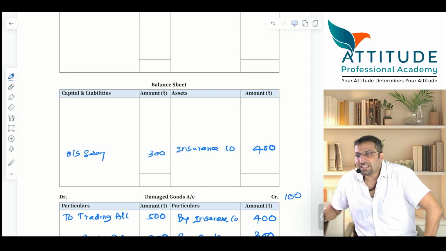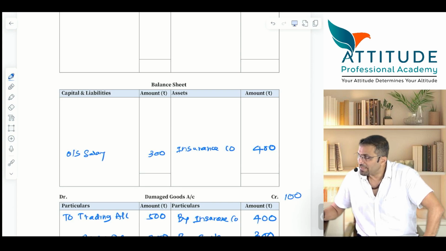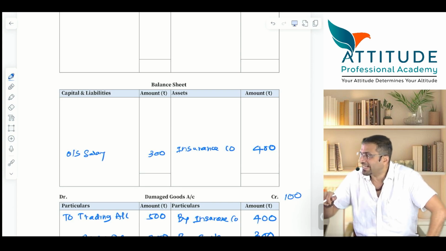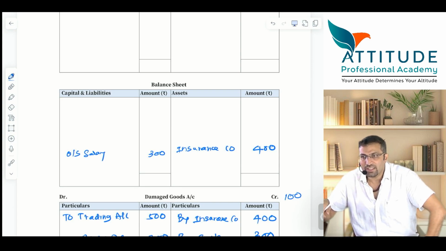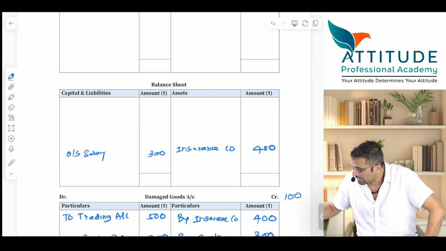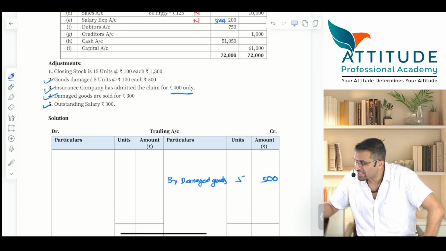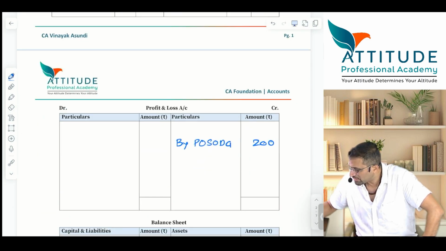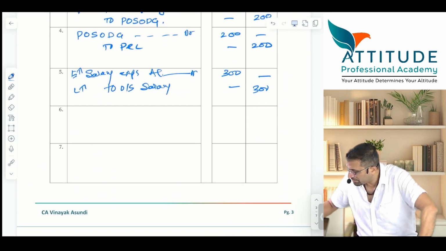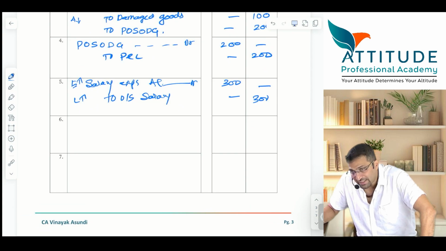300. 500 कैसे? 300 only is outstanding. No, not 500. बैलेंस शीट में 300, P&L में 500 आएगा. Understood, guys? I am done with outstanding. Now closing stock की entry भी पास करके ही छोड़ो. चलो, closing stock की entry बोलो. Tell me the entry for closing stock.